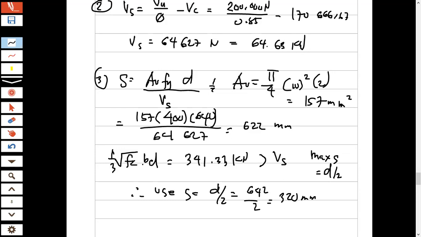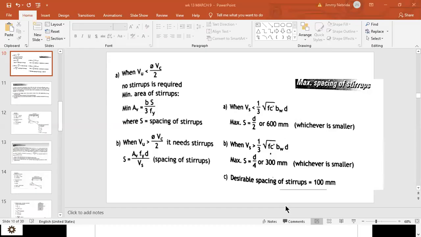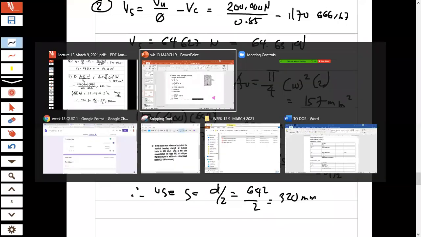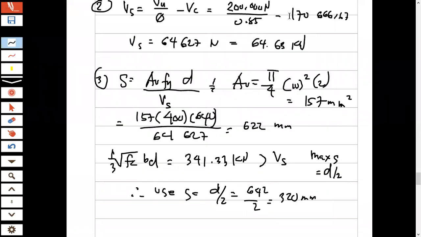Dapat 320 because according to the condition na yung VS, when VS is less than this one, you're going to use the maximum 320. But if VS is greater than this one, maximum should be D over 4. So, dapat mga kung pa to, 160 lang. Okay? So, let's continue. Not unless may tanong. Okay lang. Wala naman, oh. Dali lang.